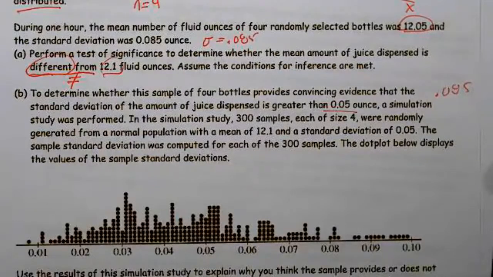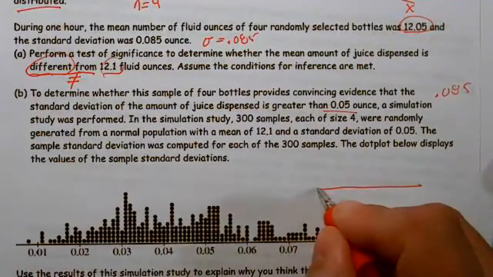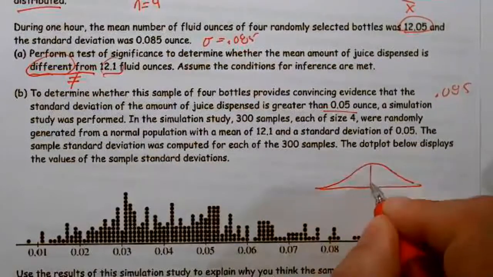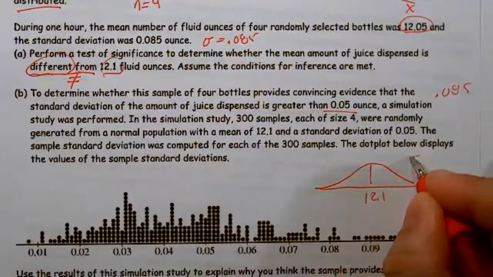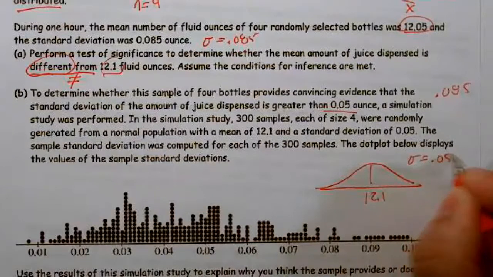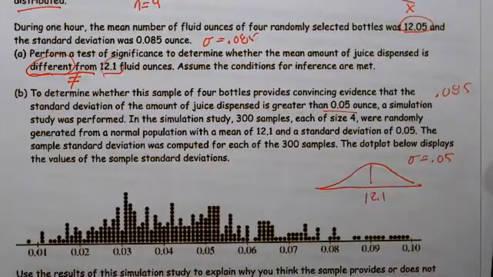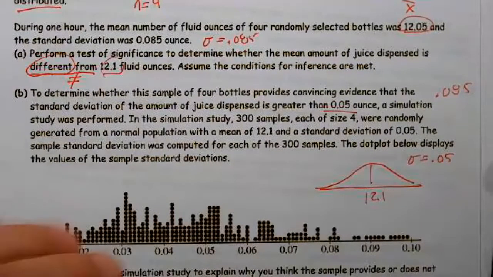All right. So in the simulation study, 300 samples, each of size 4, were randomly generated from a normal population with a mean of 12.1 and a standard deviation of 0.05. So basically, they ran a simulation. They said, you know what? This is what the mean is supposed to be, and the population standard deviation is 0.05. And they ran the simulation, and they go, well, how often do we get a standard deviation of 0.085? How often does that happen?